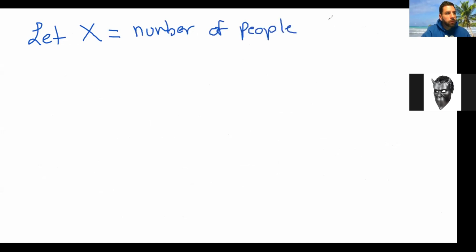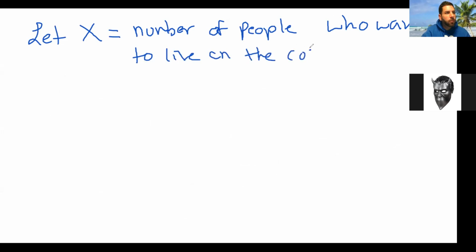So one way you might think of this is the following. Let X equal the number of people who want to live on the coast. Now, what values can X be? Well, we're only asking 20 people, so X can be 0, 1, 2, 3, 4, all the way up to 20.